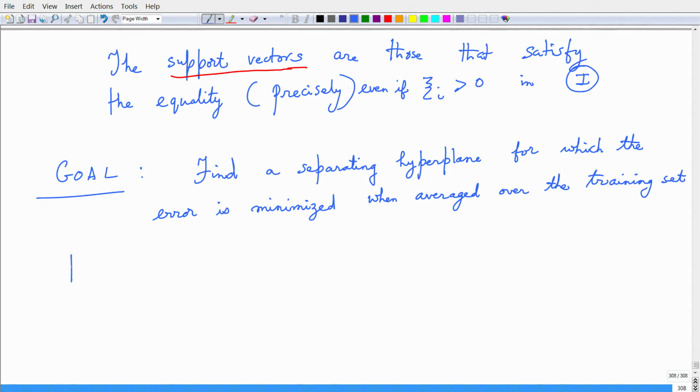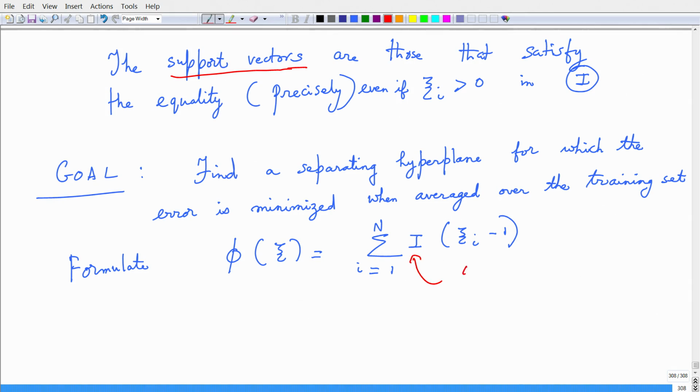So, this is our goal. We formulate this problem as follows. We formulate phi of zeta, which is the summation i equals 1 to capital N of I(zeta_i minus 1). So, this I is basically the indicator function.